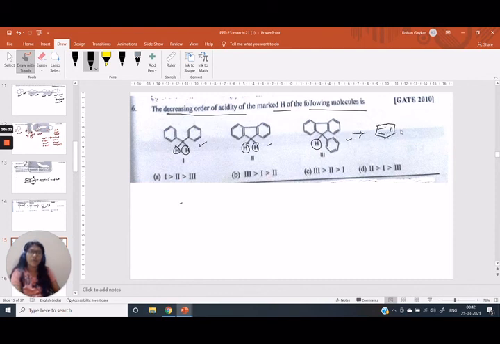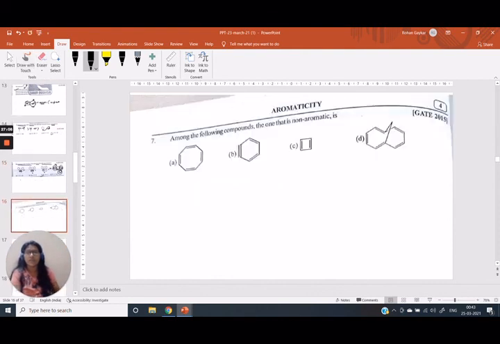because after removal of the proton, this conjugate base is formed and this conjugate base is more stabilized by resonance effect as compared to 2, because here 3 benzene rings are present. Therefore in the third compound more resonating structures are possible, and due to this the acidity increases. Therefore the order is 3, 2 and 1. Therefore, which option is correct? Option C is correct. Now we can see the next question.